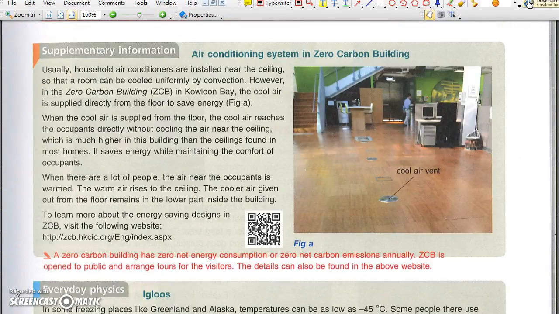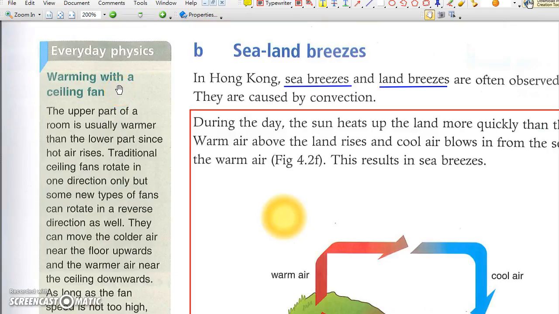And don't forget to read the supplementary information, Air Conditioning System in Zero Carbon Building, on page 117, as well as the explanation of warming with a ceiling fan on page 113.